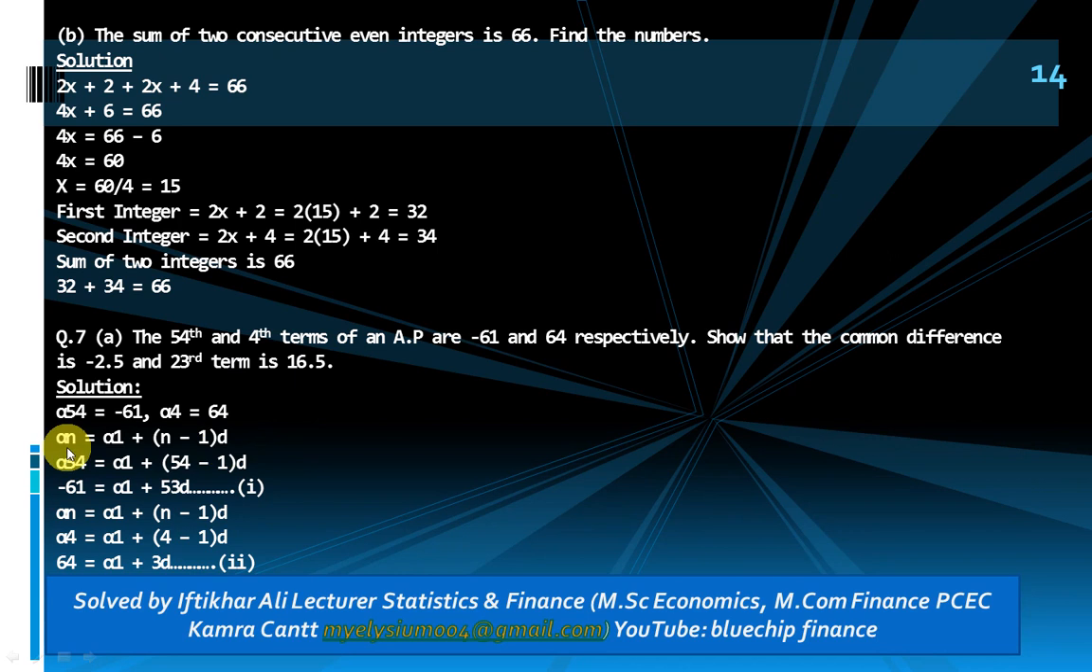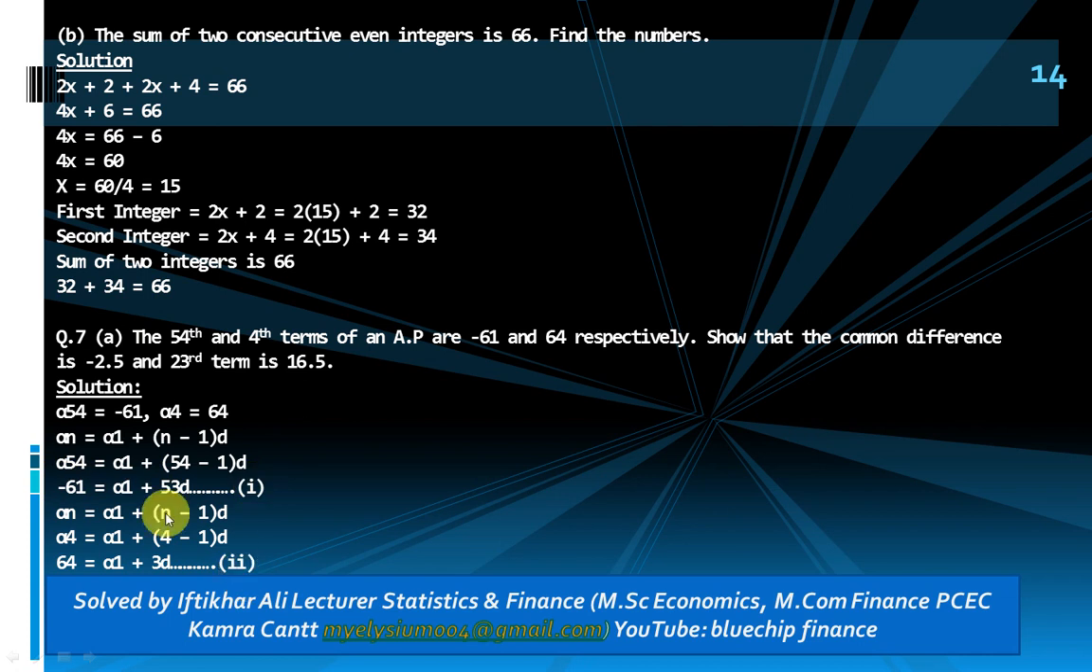So the formula for the difference, as we have discussed a lot of times, is alpha n equals alpha 1 plus n minus 1 d. First of all, we will solve it for the 54th term. So alpha 54 equals alpha 1 plus 54 minus 1 d, and the 54th term is minus 61, so minus 61 equals alpha 1 plus 53 d, and that will be equation number 1.